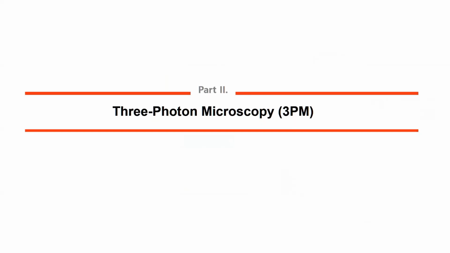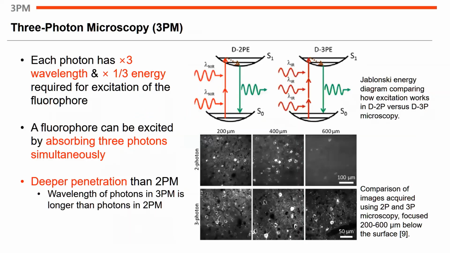Part 2 is about three-photon microscopy. In three-photon microscopy, each photon has one-third of the energy required for excitation of the fluorophore, so a fluorophore can be excited by absorbing three photons simultaneously. Three-photon microscopy allows deeper penetration than two-photon microscopy because the wavelength of the photons is longer.